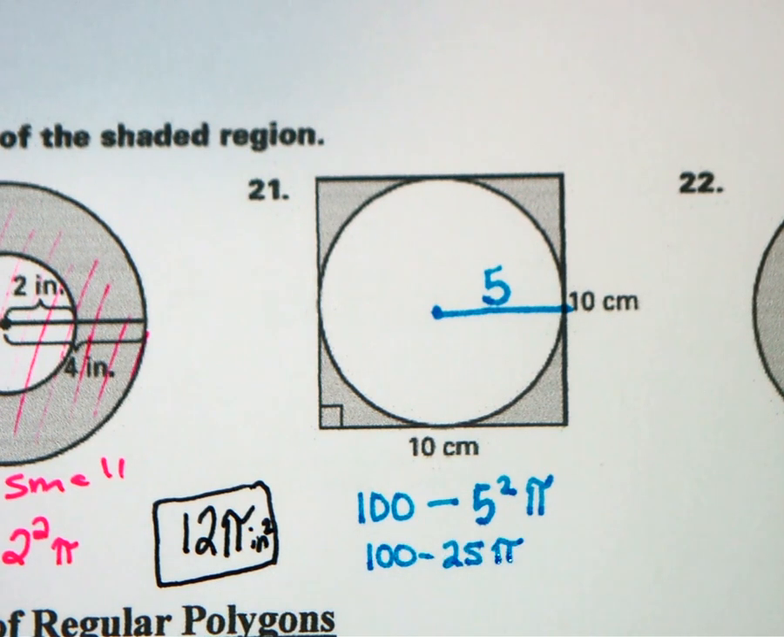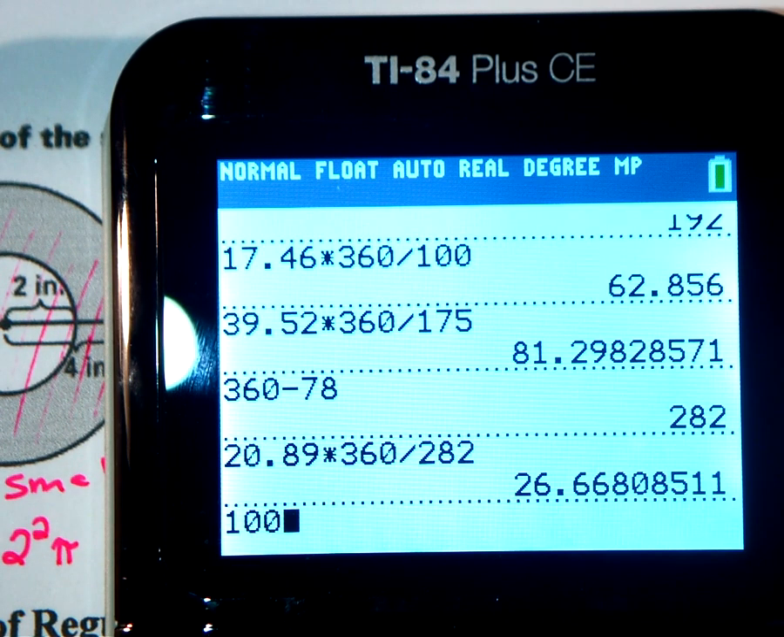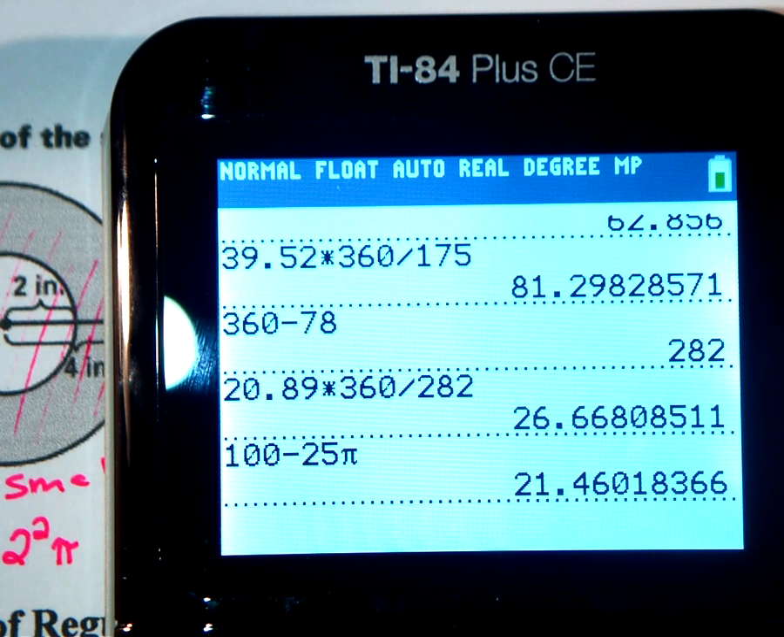And that's actually not true because the number 100 is not a number with a pi in it. So this one, in order to give an exact answer, we would have to leave it just like this. So you could circle that. Or we would have to give a decimal. So the decimal would be 100 minus 25 pi, which is about 21.5.